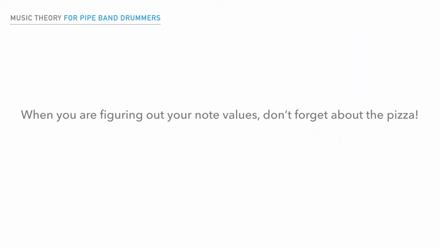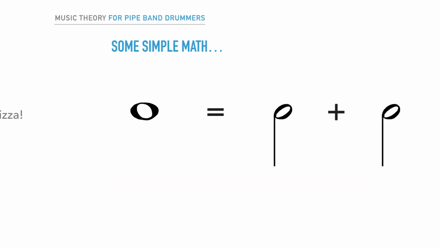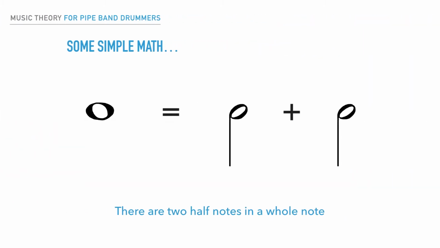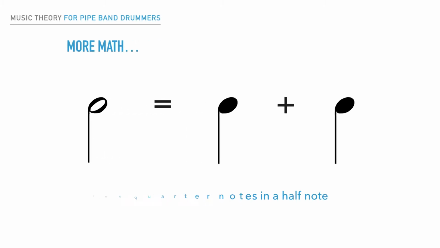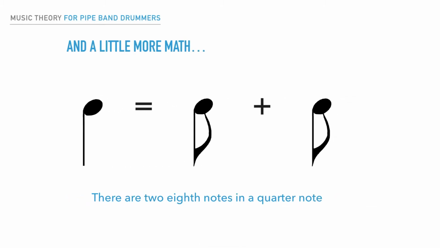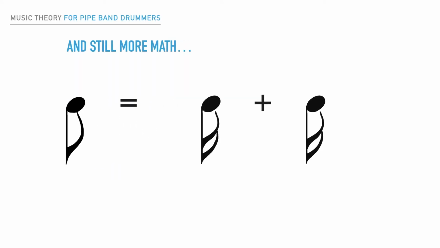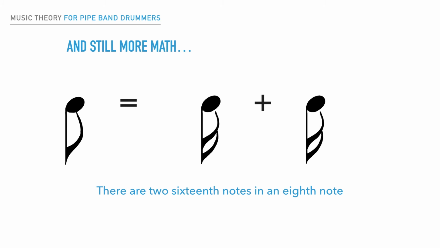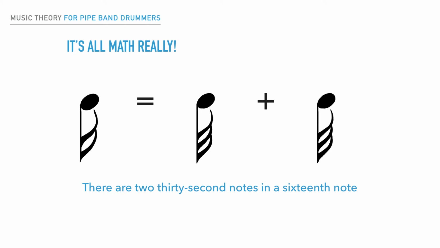When you are figuring out your note values, don't forget about the pizza. There are 2 half notes in a whole note. There are 2 quarter notes in a half note. There are 2 eighth notes in a quarter note, 2 16th notes in an eighth note, and 2 32nd notes in a 16th note.